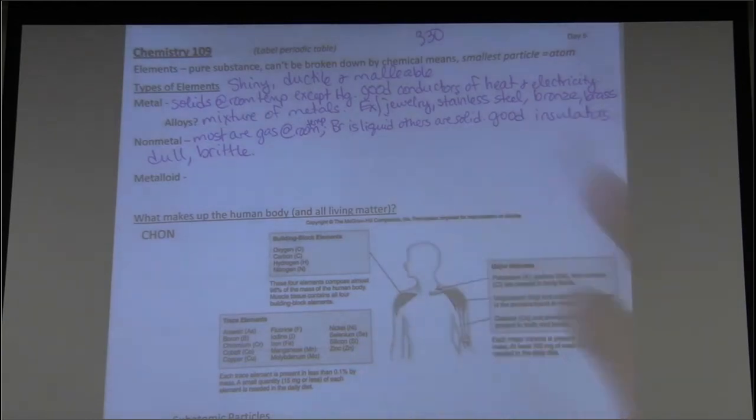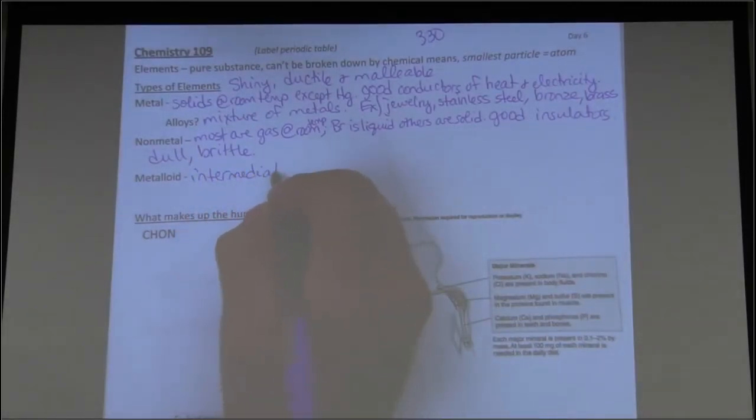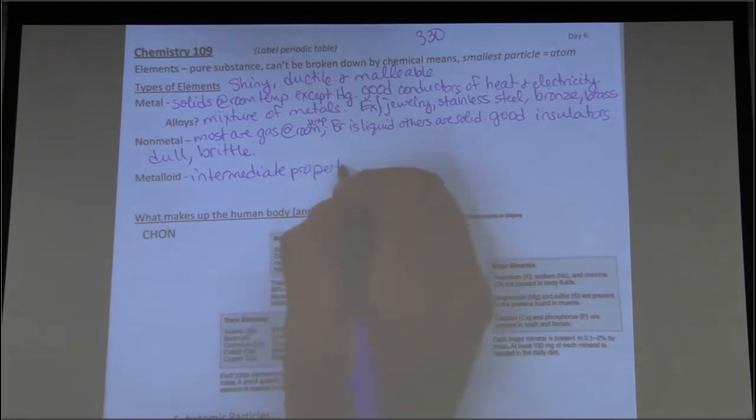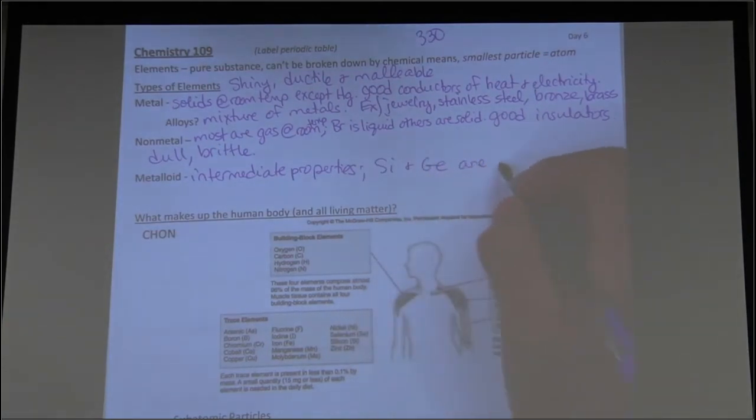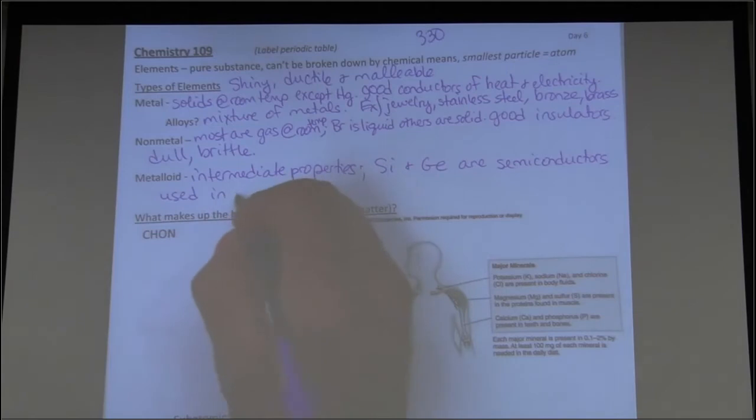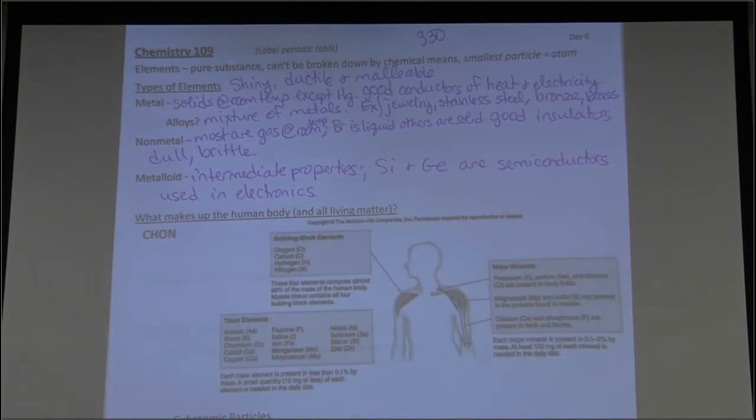Metalloids, I will use in a sense of cheating. We're going to simply say intermediate properties, and they do. They have a mix of properties. Metalloids have intermediate properties. For instance, silicon and germanium are semiconductors used in electronics. Silicon and germanium are used a lot in computer chips.